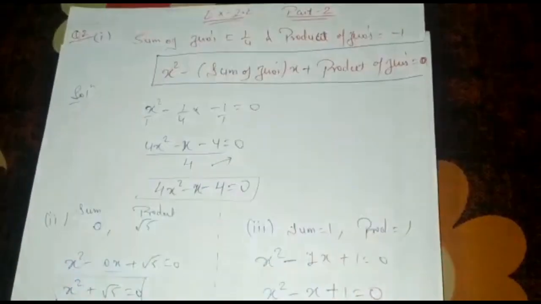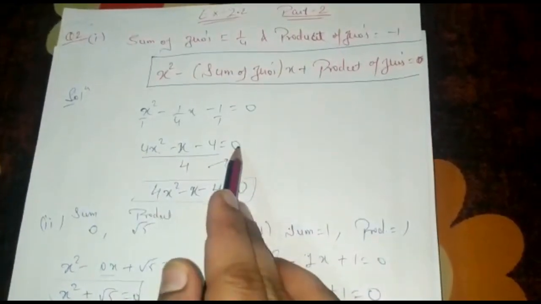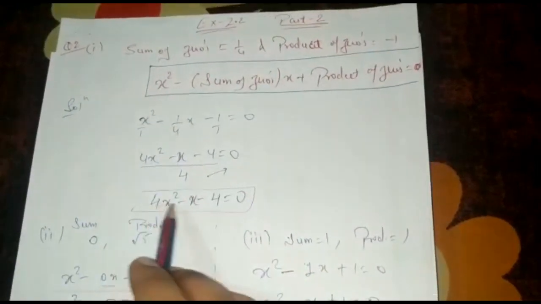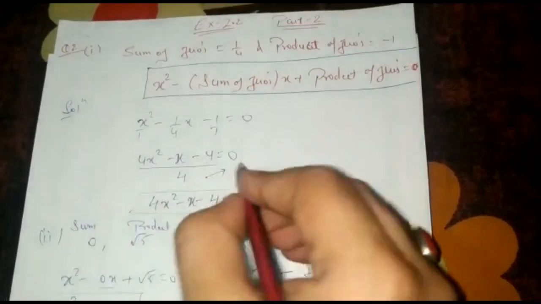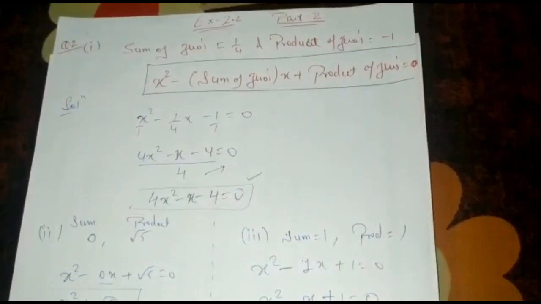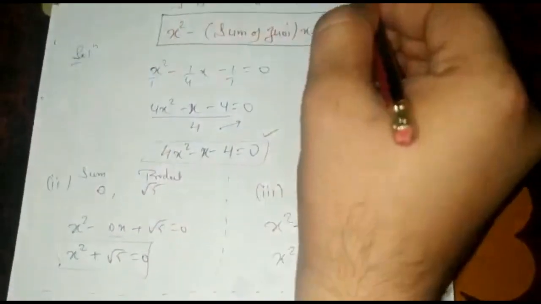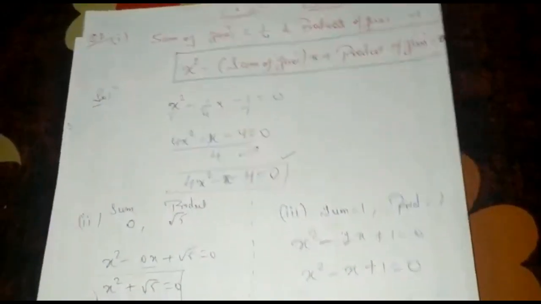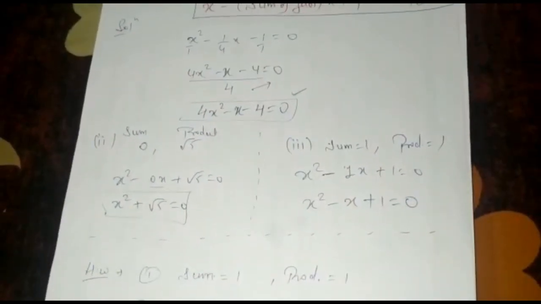When we cross multiply, this 4 multiplied with 0 becomes 0. So 4x² - x - 4 = 0. This is the quadratic polynomial with these zeros in this particular question. Let us discuss one more question related to the same.